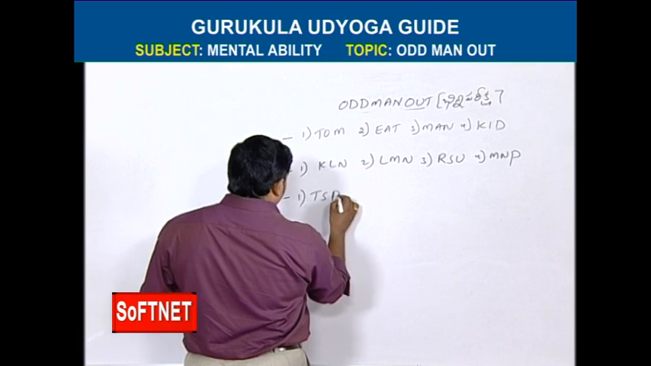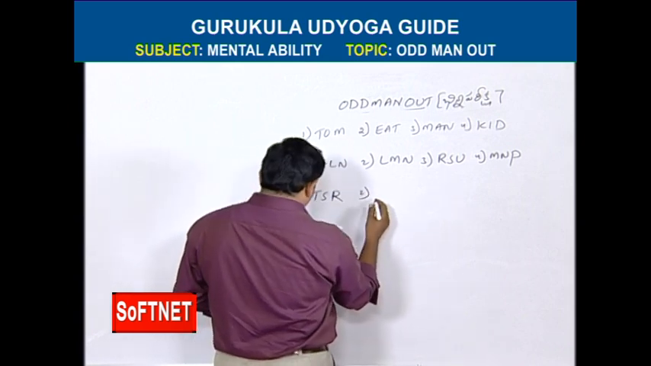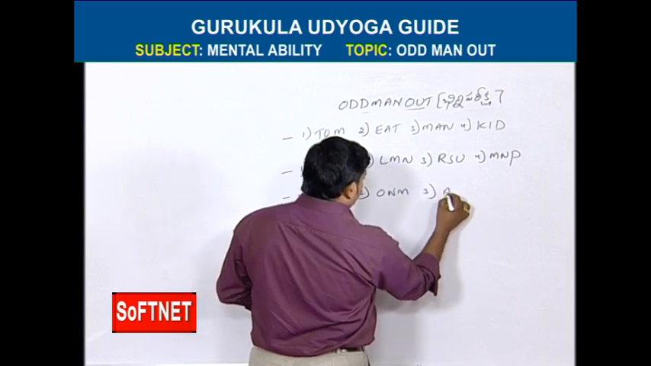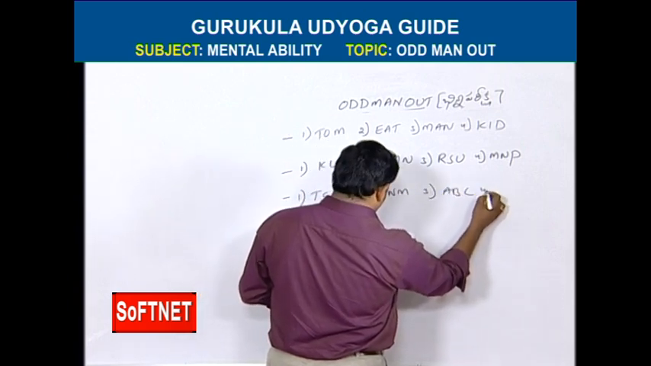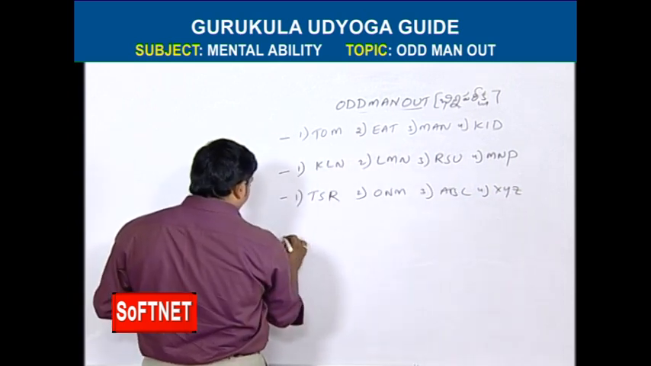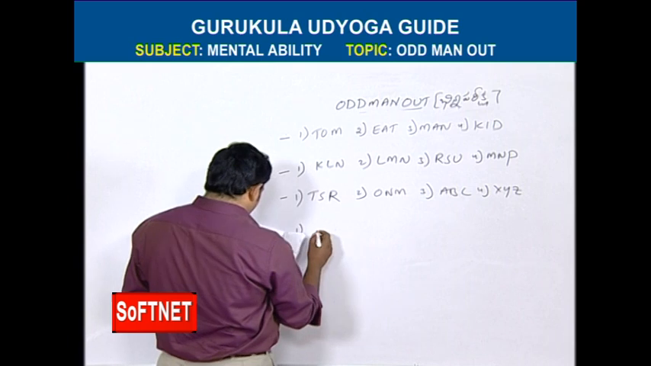Next question. First option is TSR. Second option is ONM. Third option is ABC. Fourth option is XYZ. Next question.